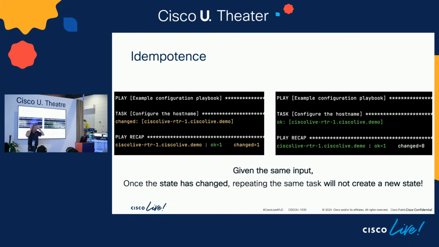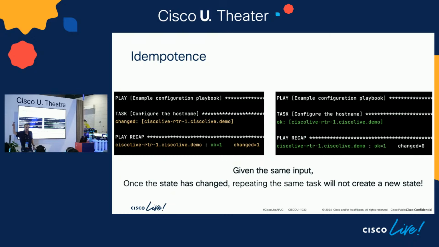Translate that to our configuration tasks in Ansible. Idempotence. If I were to write a certification exam, I would probably have something about idempotence on that exam. And no, I have not seen the exam questions. I don't write exams. What that means, this is actually the definition: given the same input, once the state is changed, repeating the same task again will not change that state.